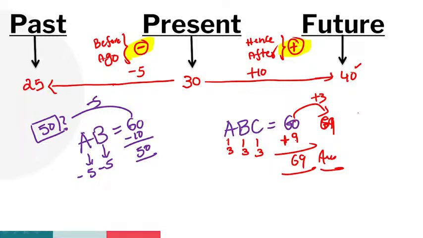63 kadandi, 69. Why? Because there are 3 persons in total, guys. And na age increase aithe nee age kuda increase avutundi. And total 3 persons' ages increase, so the total increase is 9 years, guys. That's why the answer is 69, guys. Clear, all of you?